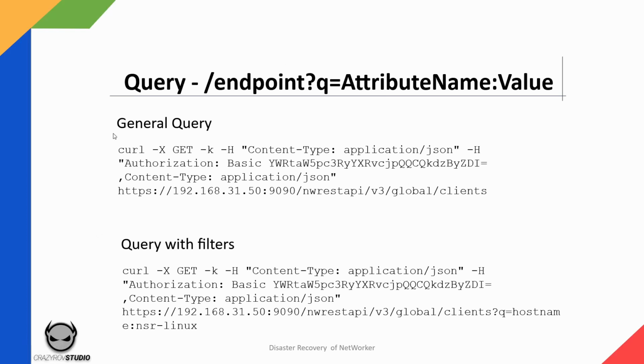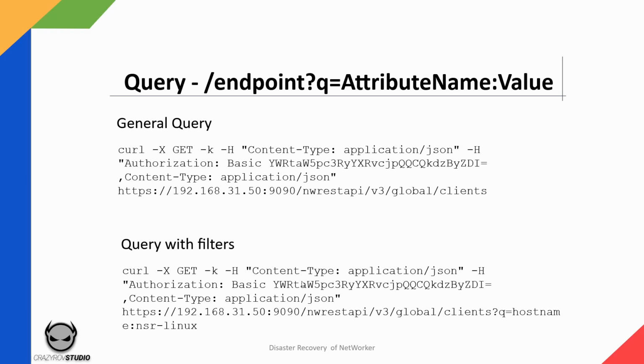So in the first example, that is named general query, we have a call to the NetWorker REST API wherein we are querying all the clients on that particular NetWorker server. So basically all the client instances that are configured on the NetWorker server. This is a general query because we have not applied any filters here. So if you look at the end, we have just mentioned the endpoint, and what this is going to do is list out all the client instances that are configured on this machine.